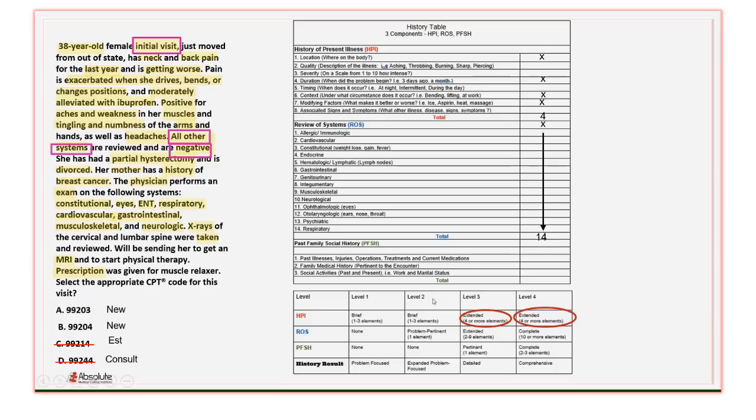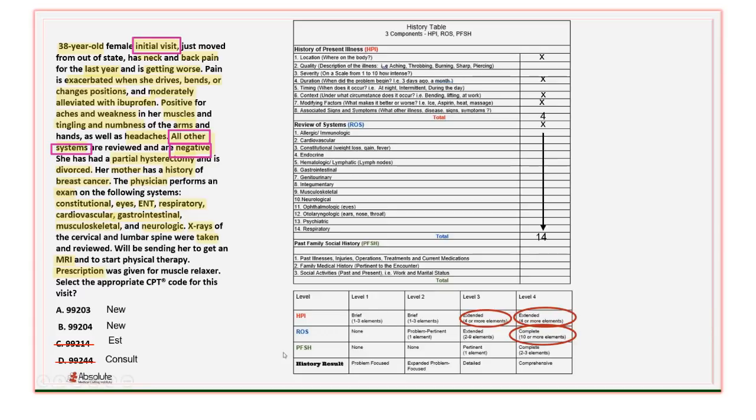So for our ROS portion, we're going to go down here to our chart and we're going to circle a level 4 because that is a complete ROS. If 10 or more elements are checked here in this ROS, it would be complete, and we have 14. So yes, it is definitely complete.